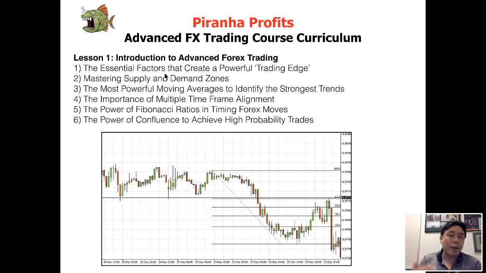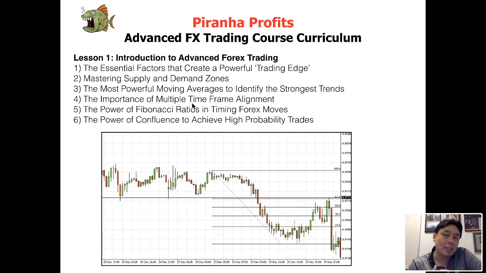Kind of like trading like a casino, where in the long run, you always make money when you have a trading edge. So what are the factors that create this trading edge? It's made up of learning about supply and demand zones. How do you know when a supply and a demand zone is reliable? How do you draw these zones in the charts that you see? Next, we'll be learning how to use the right kind of moving averages to identify the strongest trends in the market, and the importance of what we call multiple time frame alignment.